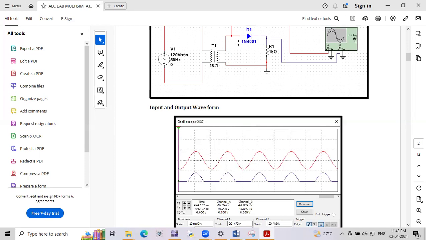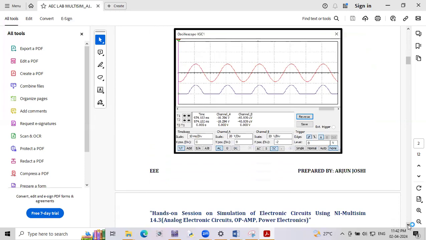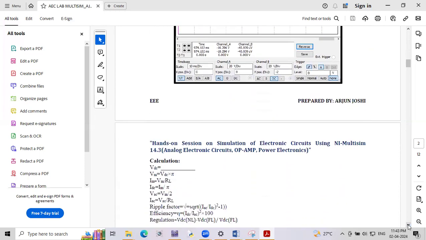But during the negative half cycle, the diode will act as reverse biased. So we are going to get zero voltage. So that's why our half-wave rectifier operates only during the positive half cycle. So we will not get perfect DC. So that is the main point.